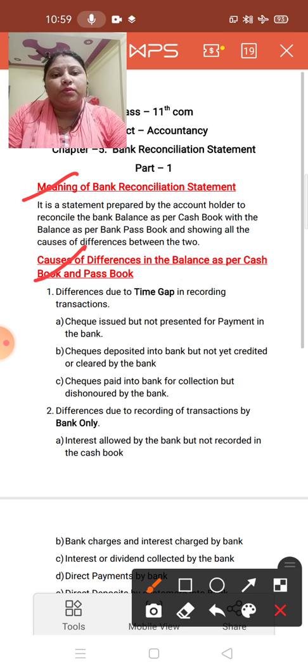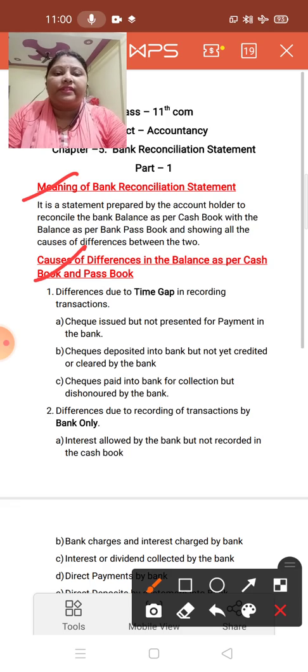Children, the cash book you already know. What do we mean by cash book? In it you can record all the business transactions of cash only or bank transactions. And in the passbook, all the banking transactions are recorded, but it is maintained by the bank only. We cannot maintain the passbook, we can maintain only the cash book, in which we will make a bank column also, but the passbook is generally maintained by the bank. Now, what are the differences?